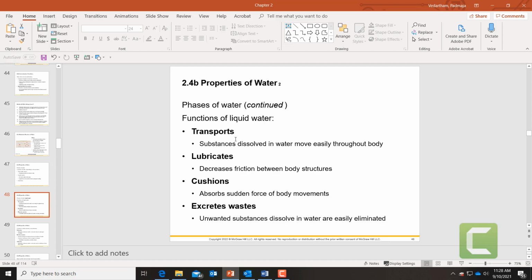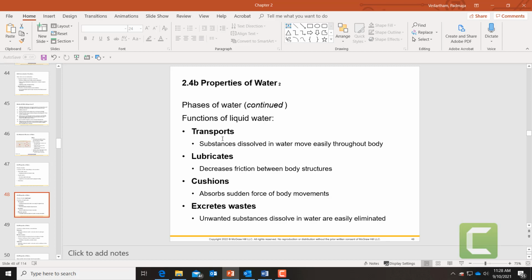Water is an integral part of the body. About 40 to 60% of the body is made up of water. It transports. It has a lot of substances dissolved in it. Many of the solutes, like electrolytes, are dissolved in it. Blood has plasma, which is mainly 90% water, and you have other solids dissolved in it. It lubricates between body structures.